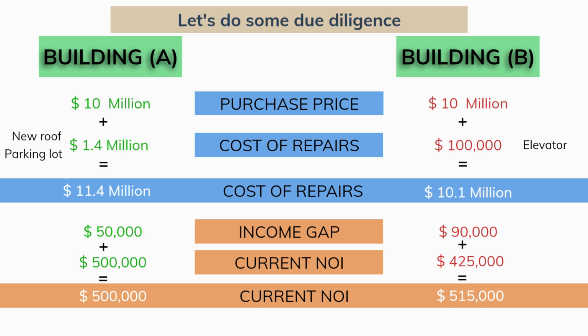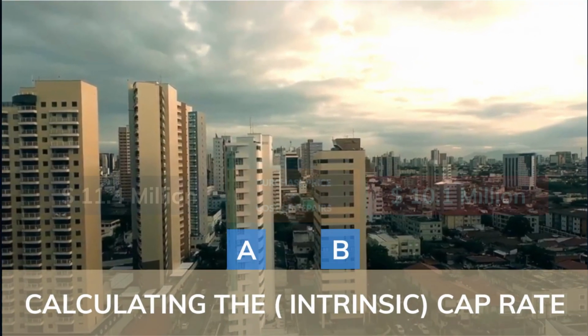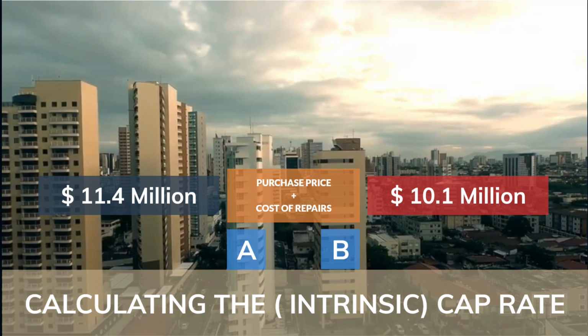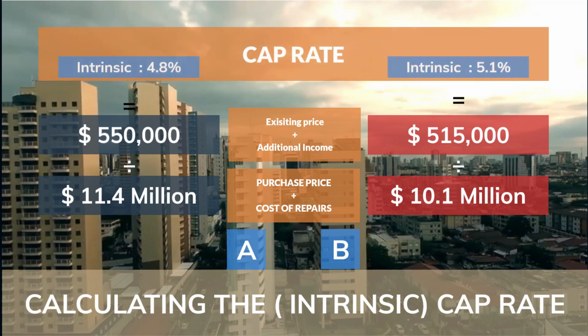Using all the additional information we gathered during due diligence, we can now calculate what we call the intrinsic cap rate of Building A and Building B. Let's see what that looks like. Taking our cap rate formula, let's use the new information. The true cost of purchasing the property is the purchase price plus the cost of repairs, while the new NOI is the existing income plus the additional income from increasing rents. Now Building A has an intrinsic cap rate of 4.8%, and Building B has an intrinsic cap rate of 5.1%.